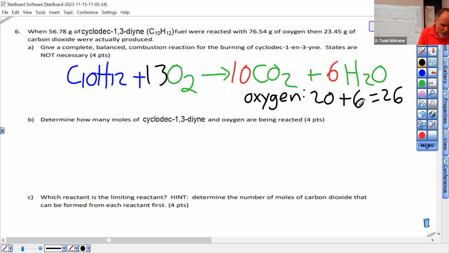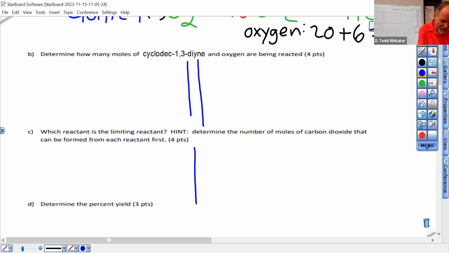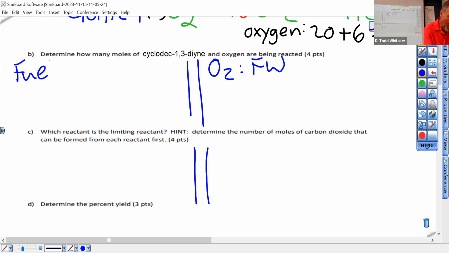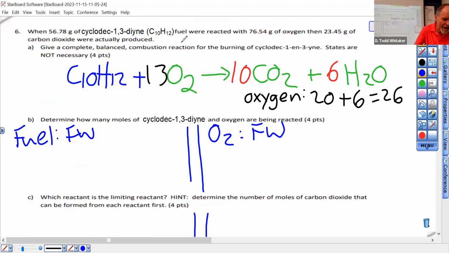All right, determine how many moles of fuel and oxygen are being reacted. So 2 parts to this. I think on the practice exam, I have little dividing lines because I'm going to do the fuel on the left and the oxygen on the right. O2, I need the FW. And you're going to need fuel FW and O2 FW guaranteed here. That's where you start part B. The fuel formula is up here. 10 carbons, right?